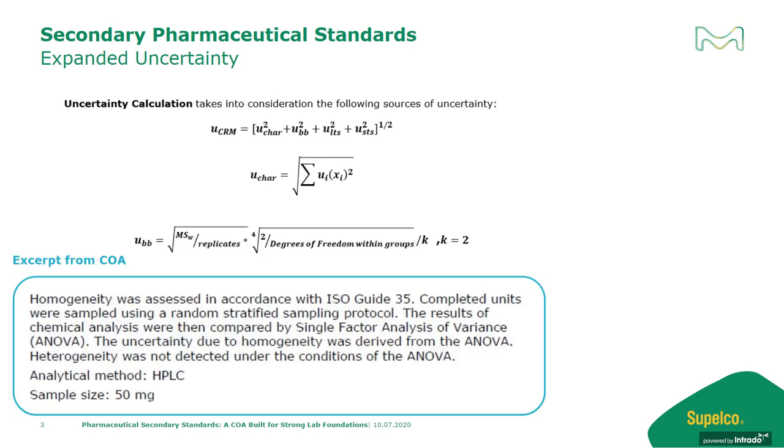Here is an excerpt from the C of A, where you read at the bottom, you can see that the homogeneity was considered using an HPLC method, and the sample size was 50 milligrams. Also, this is in accordance with ISO Guide 35.